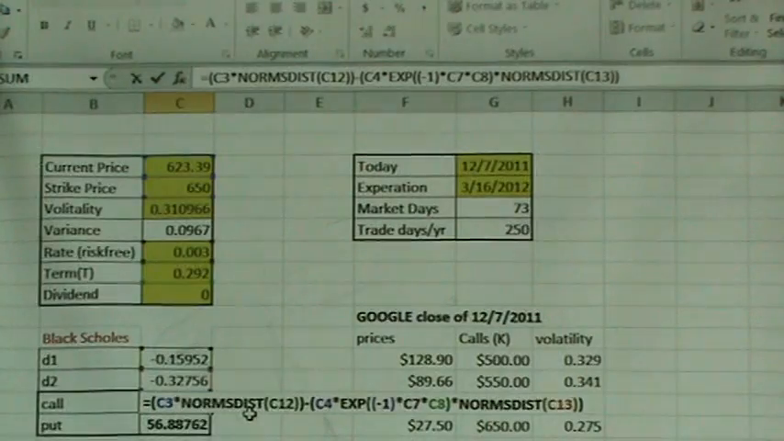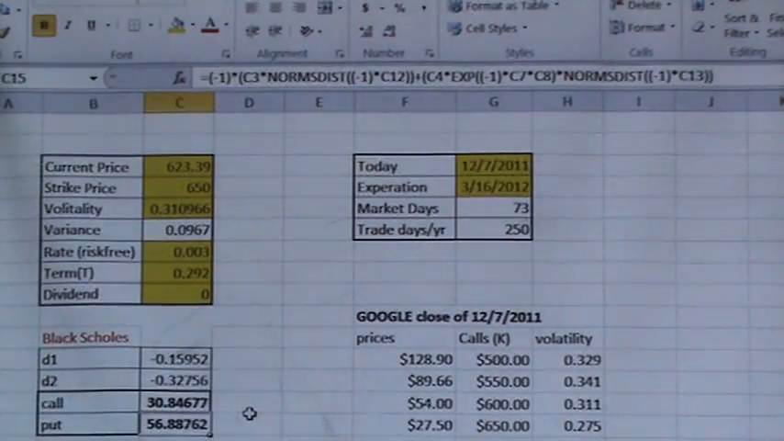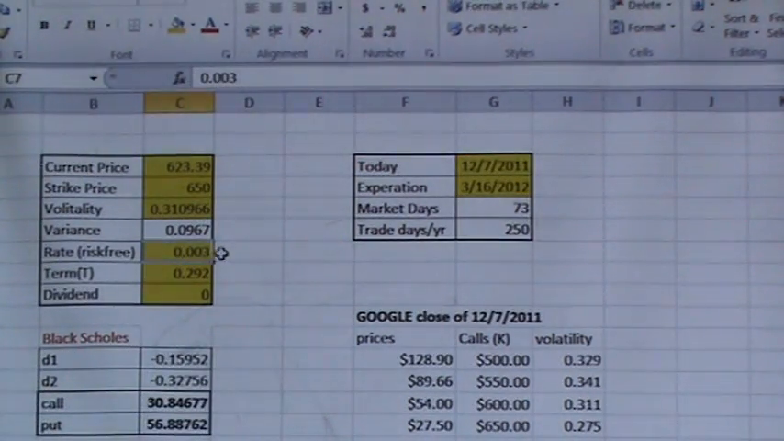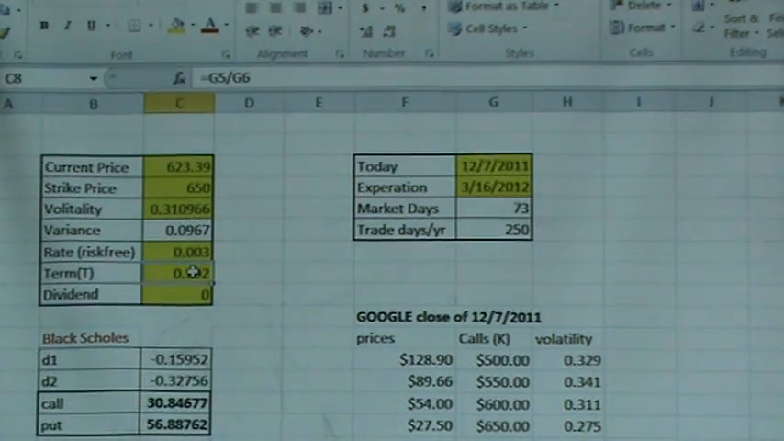Once we have the dates typed in, we can calculate the values of the puts and the calls. So if we're using the US Treasury, for the next 3 months, 3.5 months or so, we're looking at, let's say, a 0.003% interest rate. This is how much time until it expires.